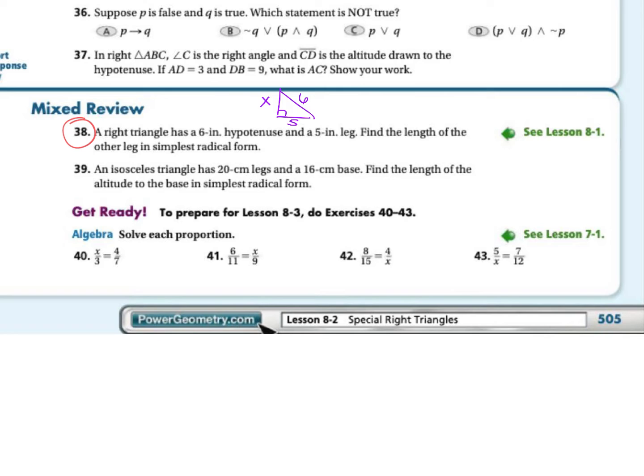X squared plus 5 squared. Yeah, Pythagorean theorem. X squared plus 5 squared equals 6 squared. So 36 minus 25, I'm going to move down here. So x squared equals 11 when you subtract that. And then we take the square root, and that you can't break down into a perfect square and a not perfect square. So you just leave it, x is the square root of 11.